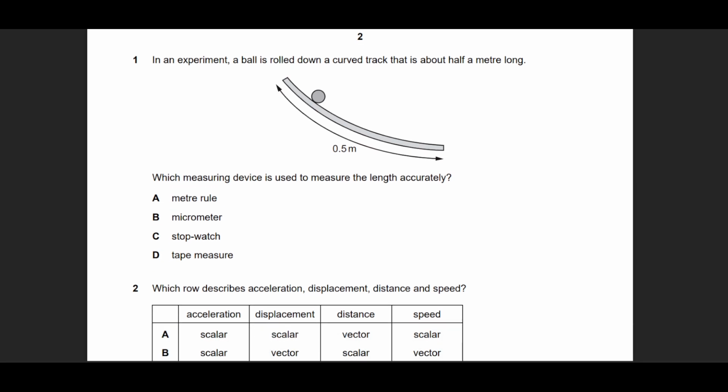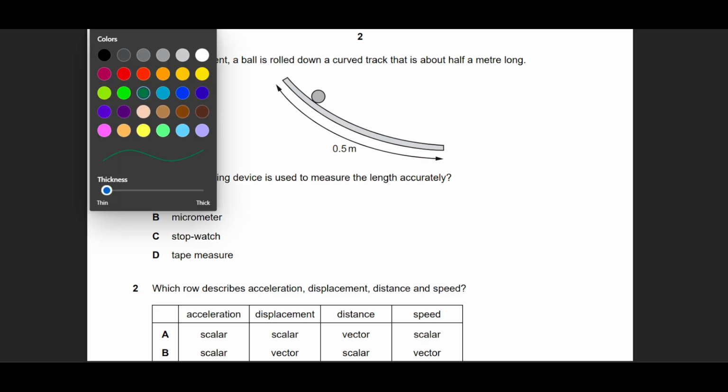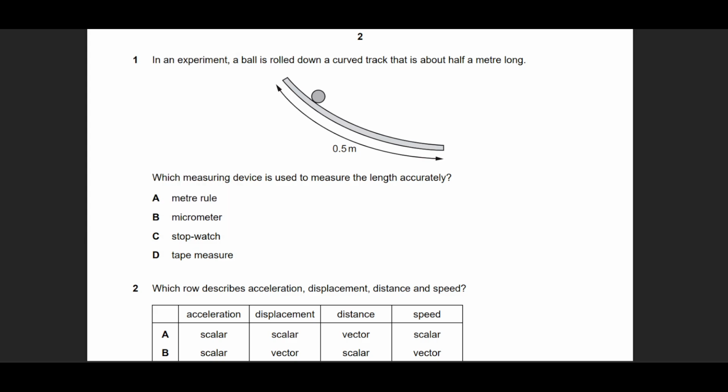Since it's a curved shape, we can't use an instrument that is rigid in its construction, because we want to make sure that it actually moves along this curved path, or at least sticks to the curved surface. So meter rule, micrometer and stopwatch, not entirely. A tape measure would be the best choice of equipment to move forward.